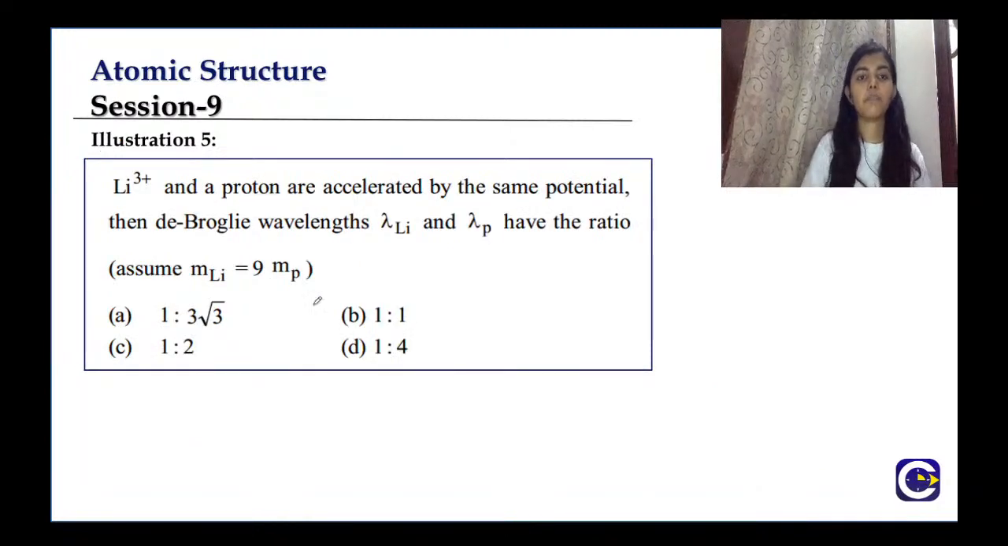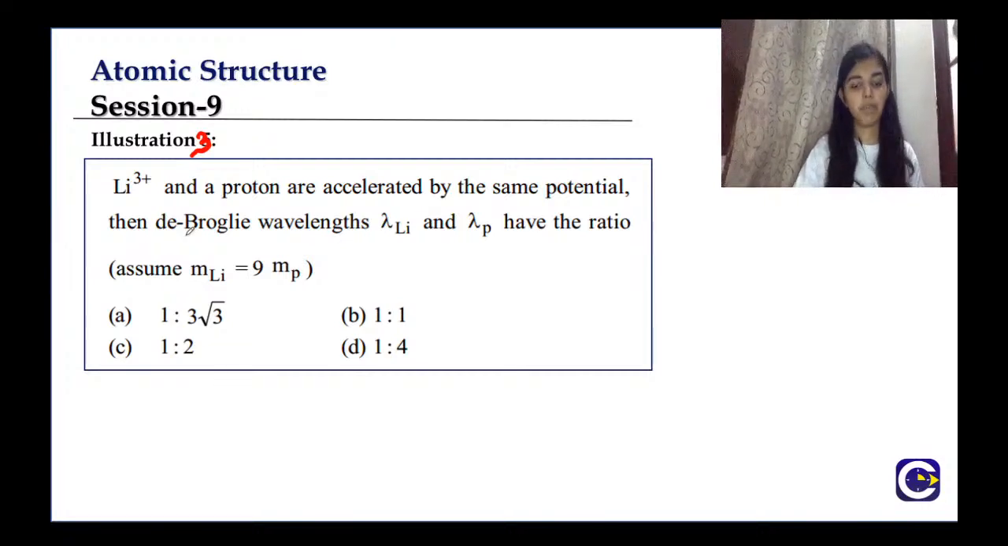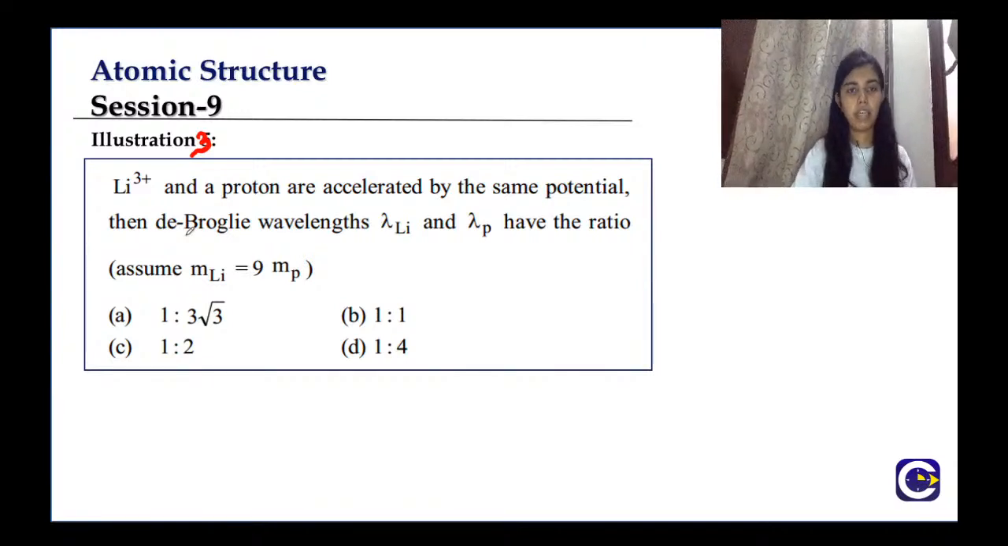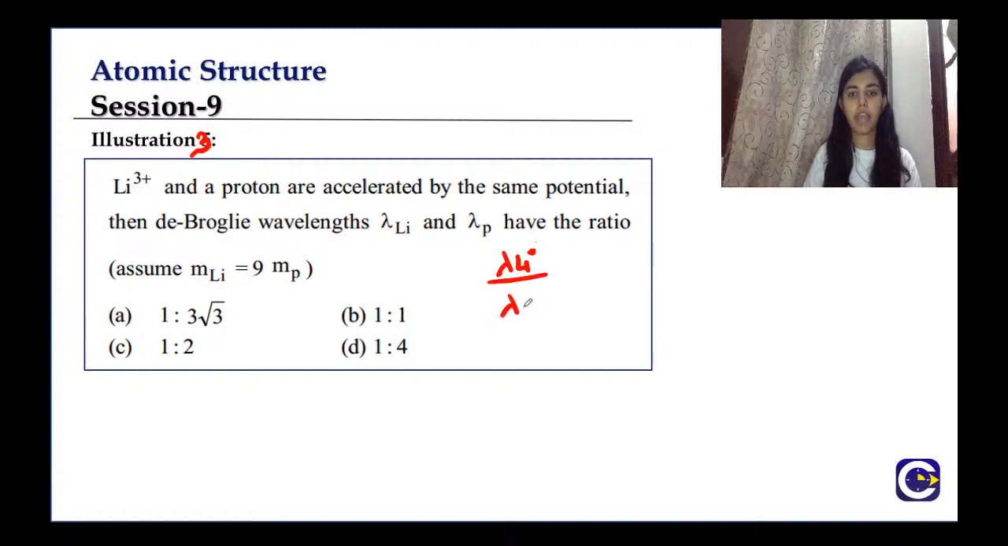Next, question number 3. You have to find out the ratio. Lithium 3 plus and a proton are accelerated by the same potential. That means V is the same basically. And the de Broglie wavelengths lambda Li and lambda P have the ratio what? So you have to find out lambda Li divided by lambda of proton ratio.